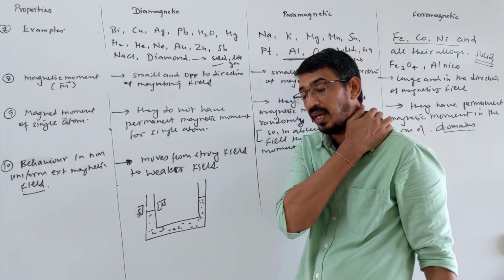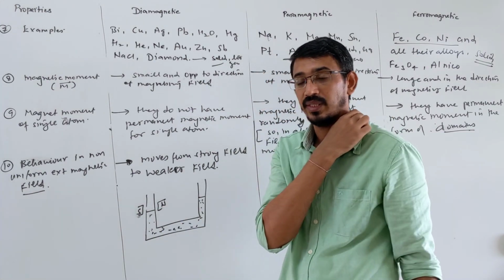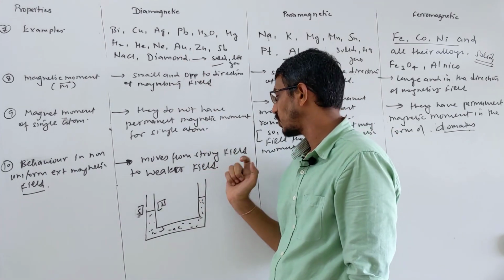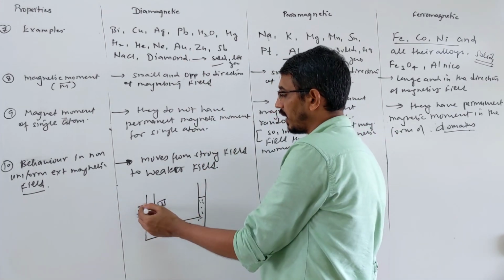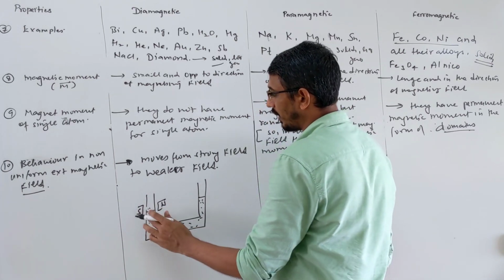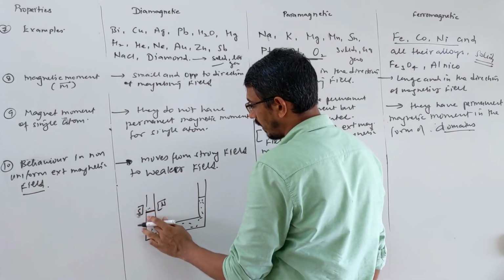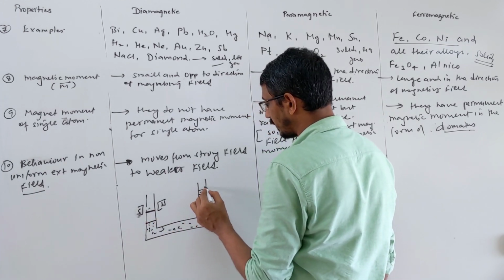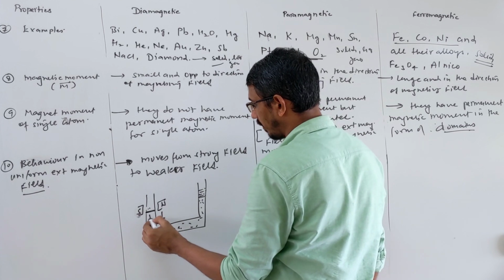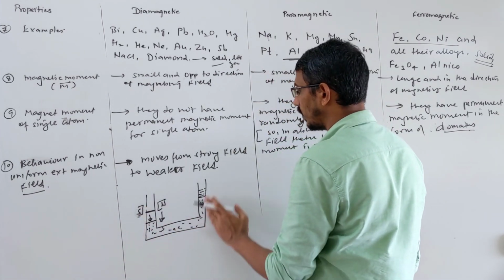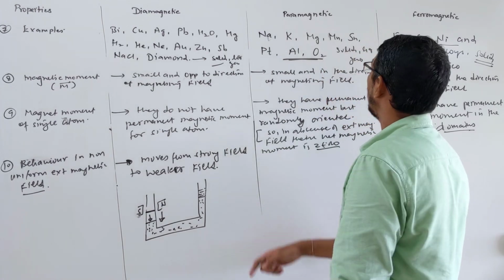Then what happened to the level in this column? We know that this material moves from strong field to weak field. When you bring a magnet here, a strong field is developed here, right? So this level will go down. Initially it was here. Your magnetic material will move downward, and this side will rise. Correct? So the level in this column will go down, and in this column it will rise.